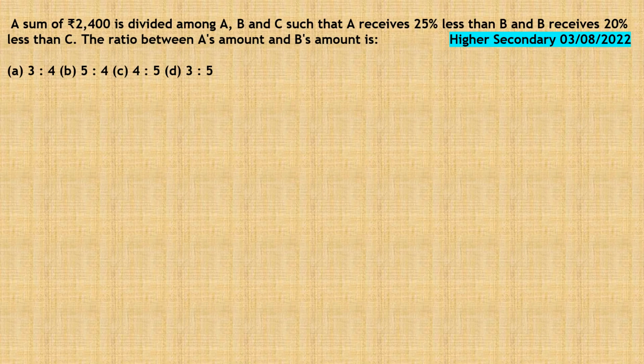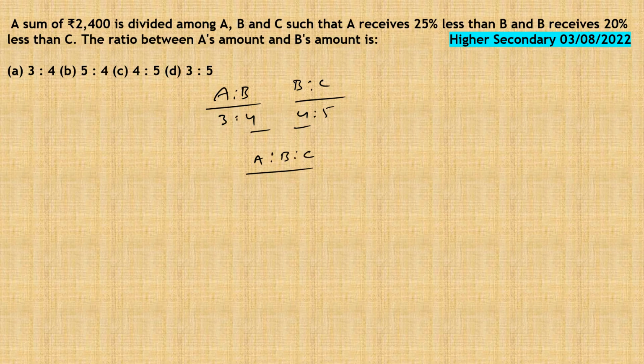A sum of 2400 is divided among A, B, C such that A receives 25% less than B. That is A is to B, 25% less than B, that is 3 is to 4. B receives 20% less than C, that is B is to C, 20% less than C, that is 4 is to 5. Here the ratios are equal, so A:B:C is equal to 3:4:5. You need to find the ratio only of A is to B, that is 3 is to 4. That is A is the answer.